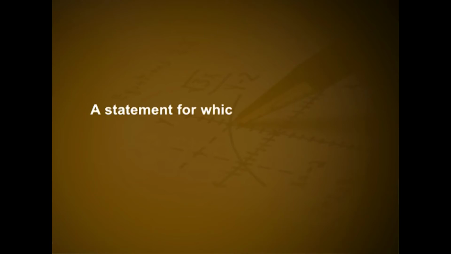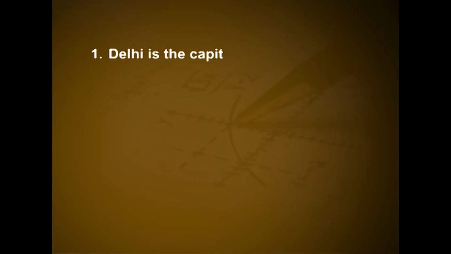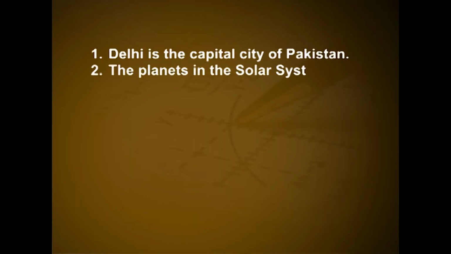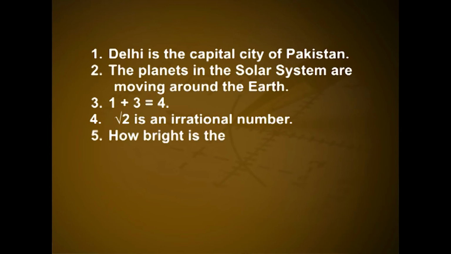Propositions. Any declarative statement is called a proposition. In other words, a statement for which the only possible truth values are either true or false is a proposition. Consider the following list of statements. Delhi is the capital city of Pakistan. The planets in the solar system are moving around the earth. 1 plus 3 equals 4. Root 2 is an irrational number.